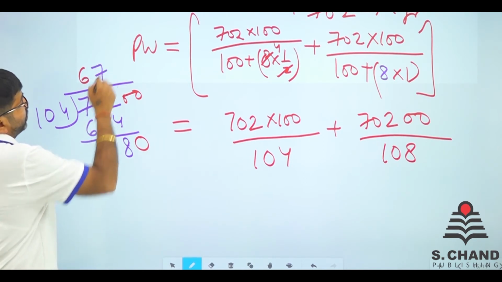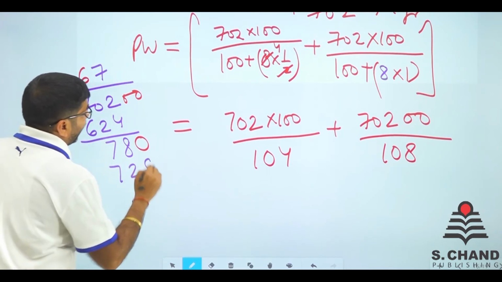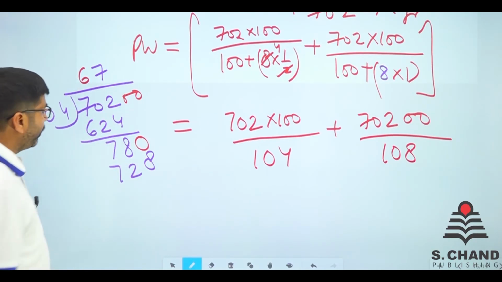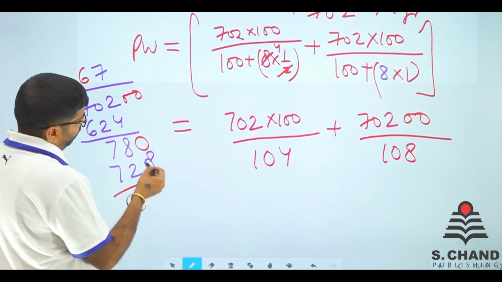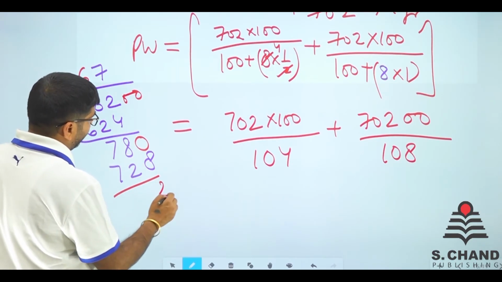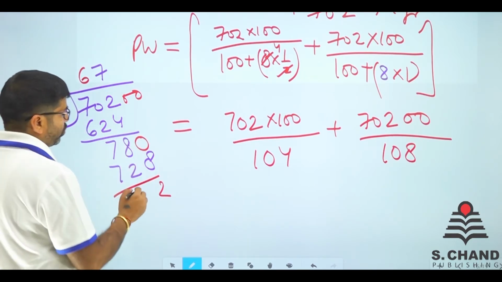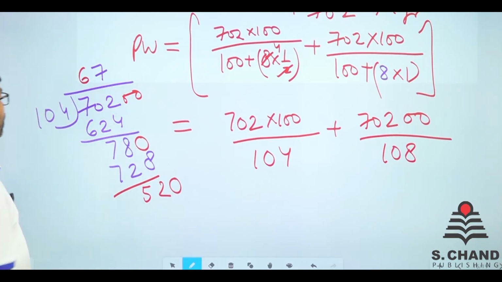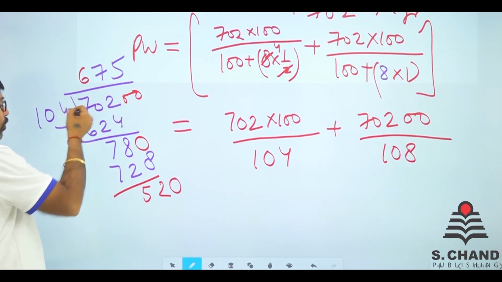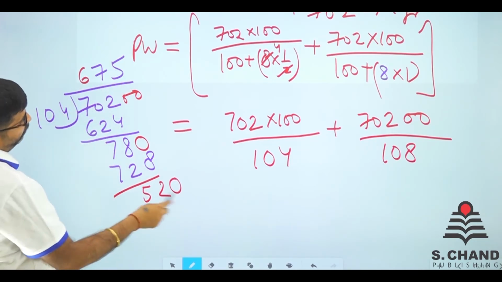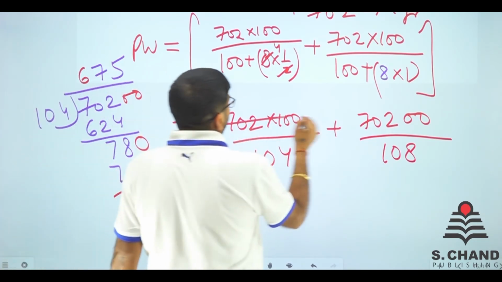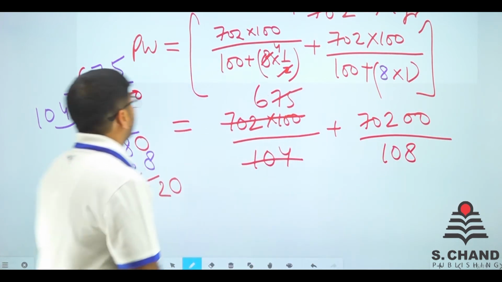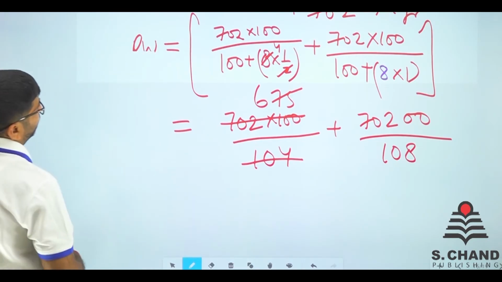Now if you remember, it was 7 times. So it is 728. Why 28? Because 7 into 4 is 28, and 7 ones are 7, right? When you subtract, 10 minus 8 is 2 and 7 minus 2 is 5. So it is 520. Then we multiply 5 into 4, 20 and 5 ones are 5. So 520 directly cuts. This value comes out to be 675, right? Let's calculate this other one also.